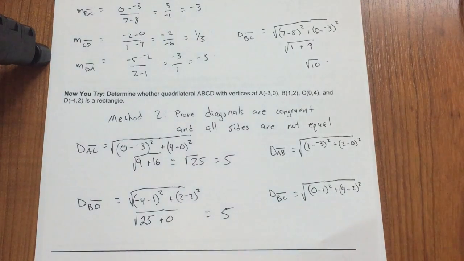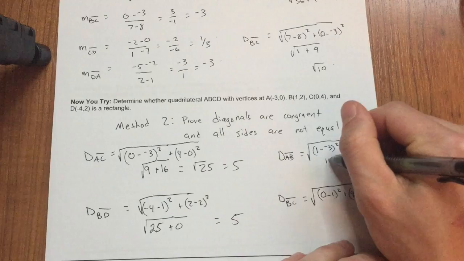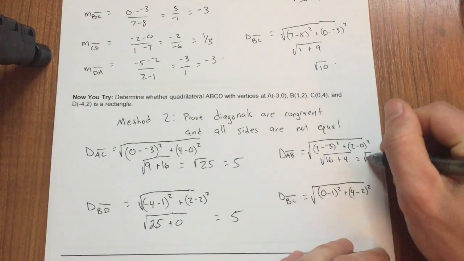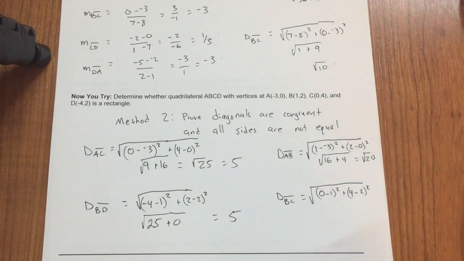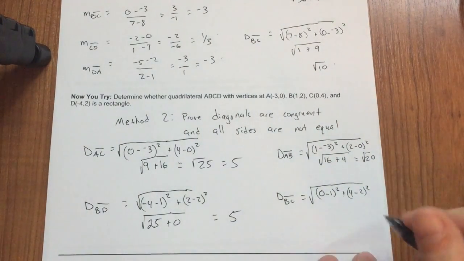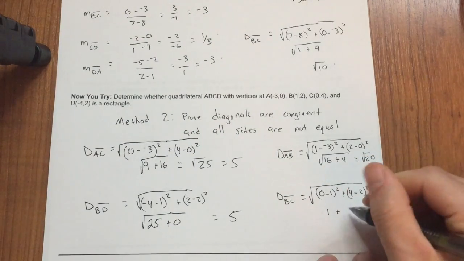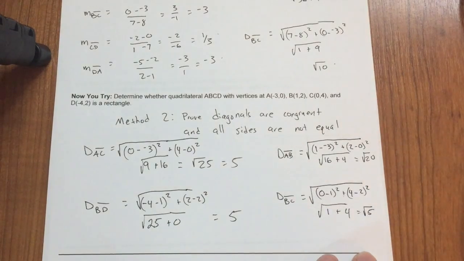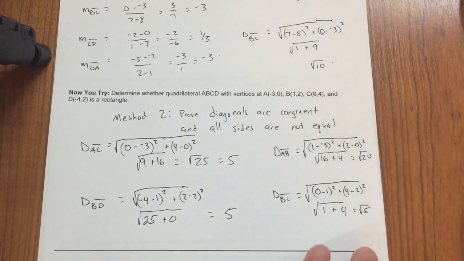1 minus negative 3 squared plus 2 minus 0 squared would come out to be 16 plus 4, or the square root of 20. Again, that can be simplified, but we don't need to do it for this purpose. Underneath, we have 1 plus 4, or the square root of 5. Notice that the lengths are different from one another. Therefore, all sides are not equal. Thus, we have shown that this is a rectangle by the second method.